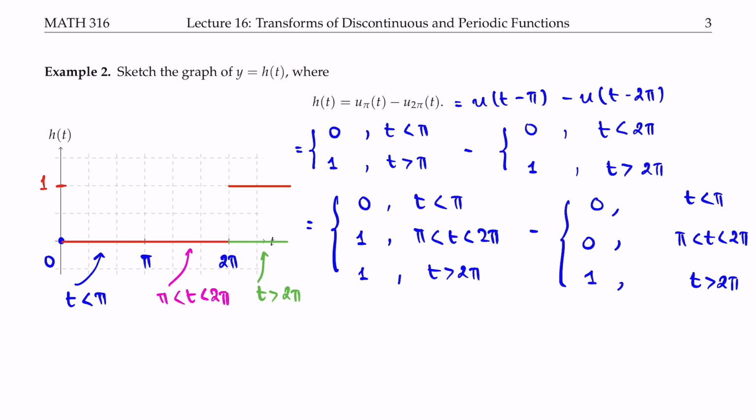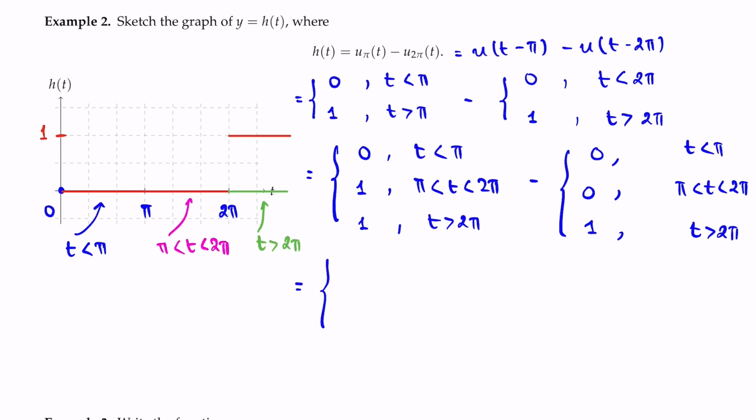Now for the 3 different intervals, you can do calculations. So 0 minus 0, 1 minus 0, and 1 minus 1. For the 3 intervals, when t is less than pi, when t is between pi and 2 pi, and when t is greater than 2 pi: 0 minus 0 gives you 0, 1 minus 0 gives you 1, and 1 minus 1 gives you 0. Okay, so that's how you get the window function.